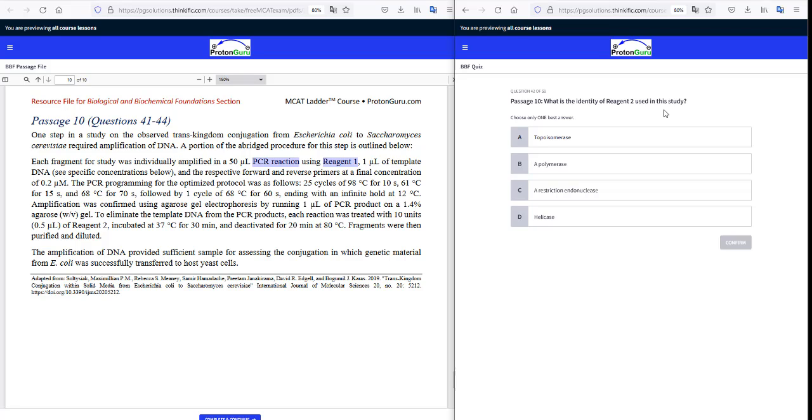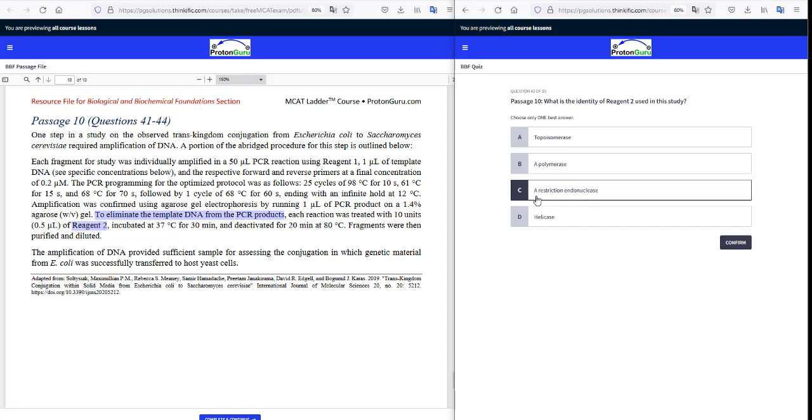So question 42, what was the identity of reagent 2 used in the study? We'll have to hunt through all these numbers and things and find where they mention reagent 2. And it tells us what they're using reagent 2 to accomplish. To eliminate the template DNA from the PCR products, each reaction was treated with 10 units of reagent 2 and then incubated in some other things. But the purpose of reagent 2 is to eliminate template DNA from the PCR products. So which reagent do we use to accomplish that?